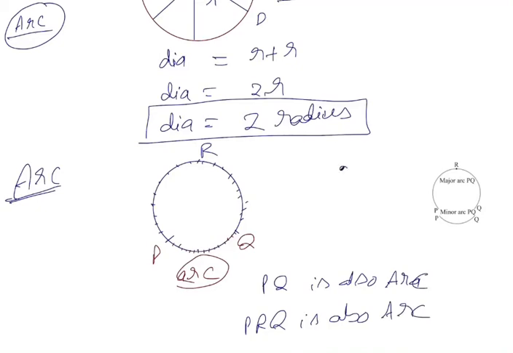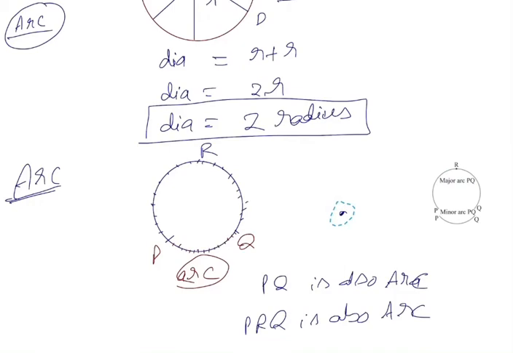What I want to say, see it again. This PQ portion is also an arc, and this PRQ portion is also an arc. Both are arcs. The only difference is in their size. The smaller one, the PQ, you can see in this diagram, is called the minor arc, and the bigger one is called the major arc.